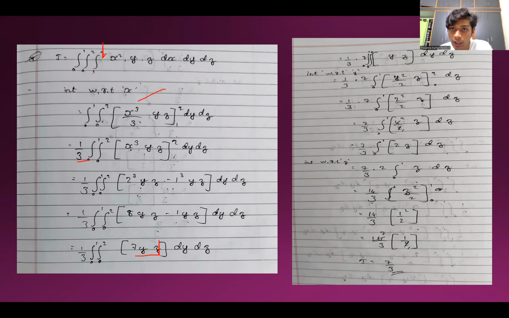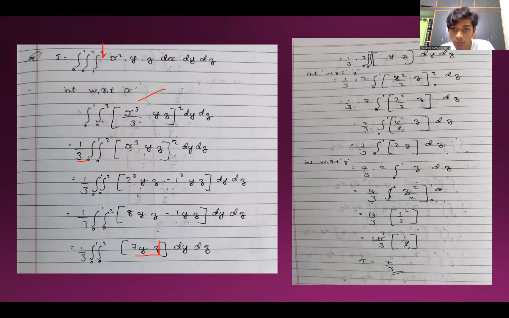And now we are going to integrate with respect to y, and we are going to take 7 as common, so it will be 7 by 3 into integral y. Now we are going to integrate y, so y will turn out to be y square by 2, and z does not have any y terms, so it remains the same. And now we are going to substitute the values 2 and 0 in place of y. So 2 to the power 2 by 2 into z dz. And 2 to the power 2 gives 4, and on simplification, it gives 2.